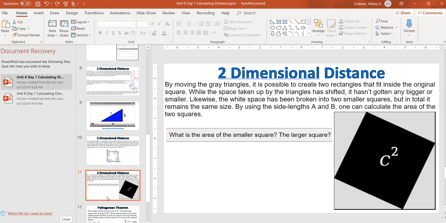What else do we have to say? So by moving the gray triangles, it is possible to create 2 rectangles that fit inside the original square. While the spaces taken up by the triangles have shifted, it hasn't gotten any bigger or any smaller. Likewise, the white space has been broken into 2 smaller squares, but in total it remains the same size. By using the side lengths A and B, one can calculate the area of 2 squares.